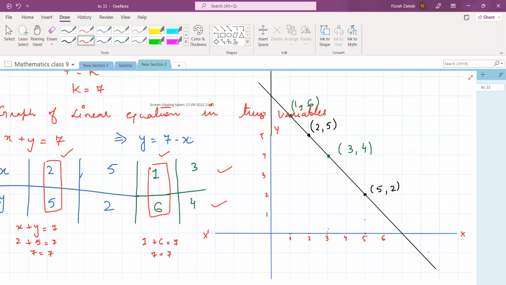Yes, ma'am. Right, Jocelyn? And if you see the points on the graph, where are they falling? They all are falling on the line, isn't it? Yes, ma'am. What does it mean? That means every point which is falling on this line is a solution of this linear equation. Right?